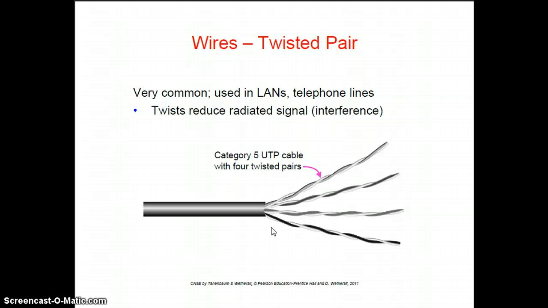When we talk about twisted pair, which is the early transmission media, one of the oldest and still most common transmission media is the twisted pair. Very common, used in local area network and telephone line. The twist reduces the radiated signal or the interference. It means that it is twisted to reduce the interference through the transmission distance.